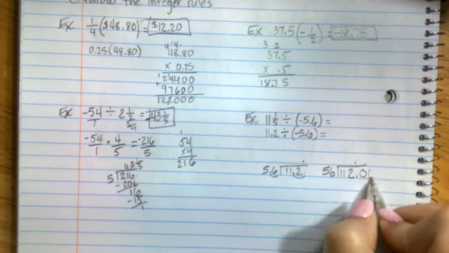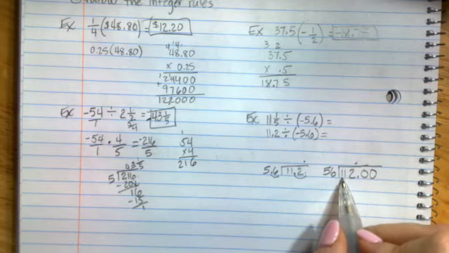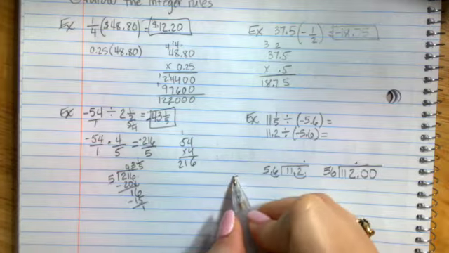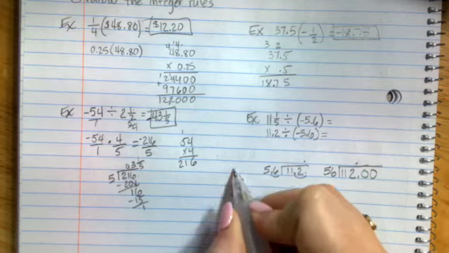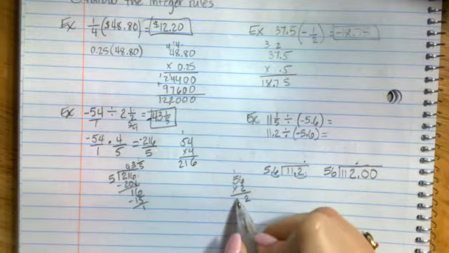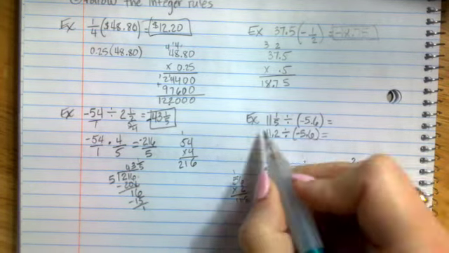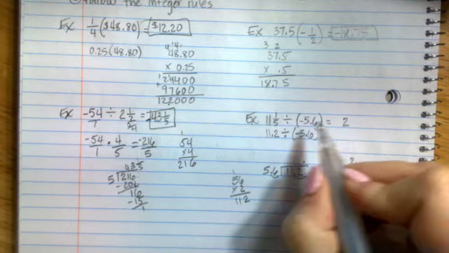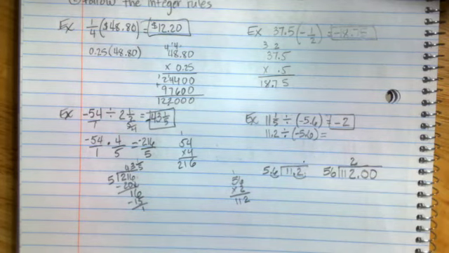112. I'm going to add a couple zeros because you never know. All right, 56 cannot go into 1 or 11, so I have to go into 112. So let's see. 56 times 2. Where does that get us? 12, 10, 11. Look at that. I didn't need those zeros. So this answer is 2, but I have a positive divided by a negative, and that leaves me a negative.